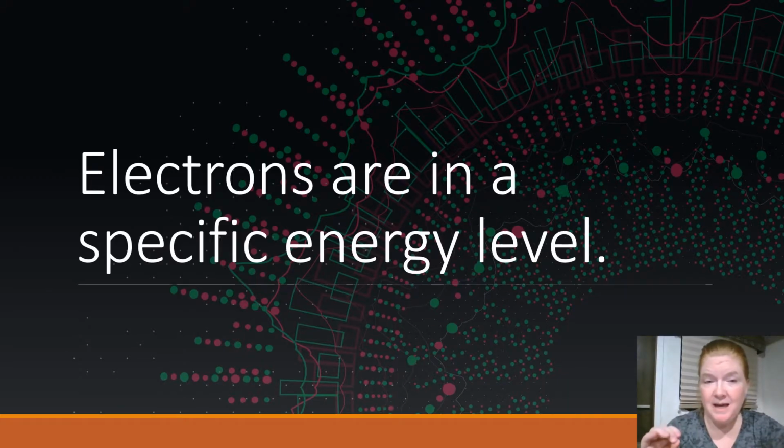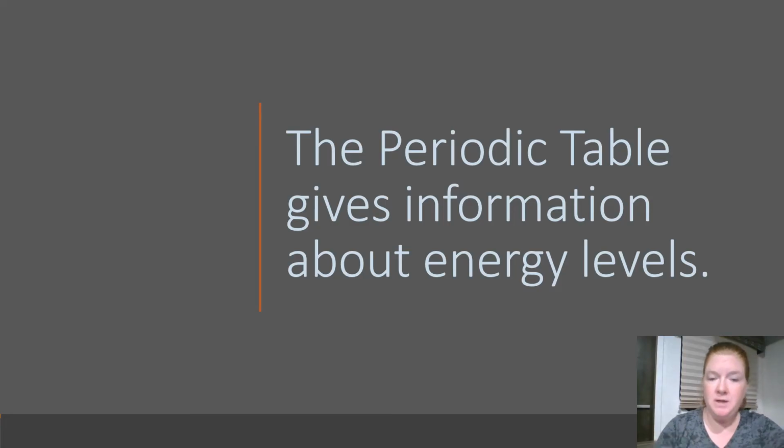First big idea: electrons are in a specific energy level. Remember when we talked about emission spectrums, how when an electron moves from the excited state back down to the ground state, like going from the 5th energy level to the 2nd. Electrons exist in a specific energy level, and the ground state configuration is what is shown on the periodic table. So the periodic table gives us information about the energy levels, but again, it's information about the ground state.